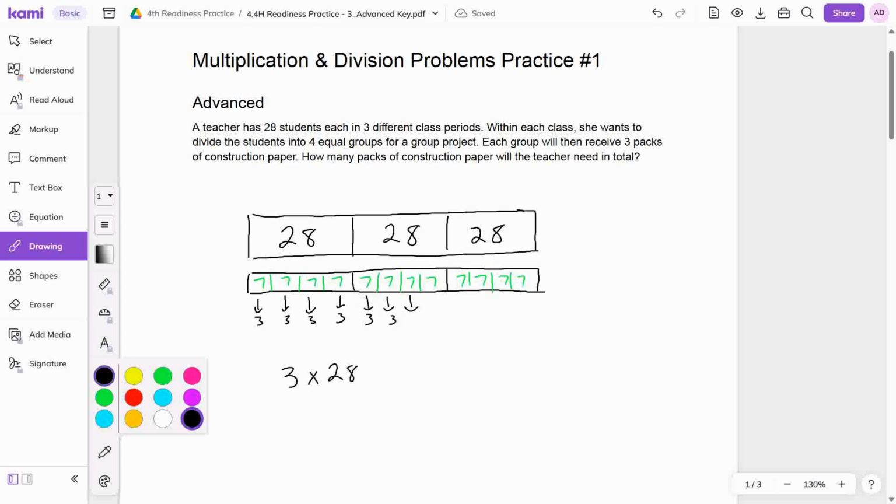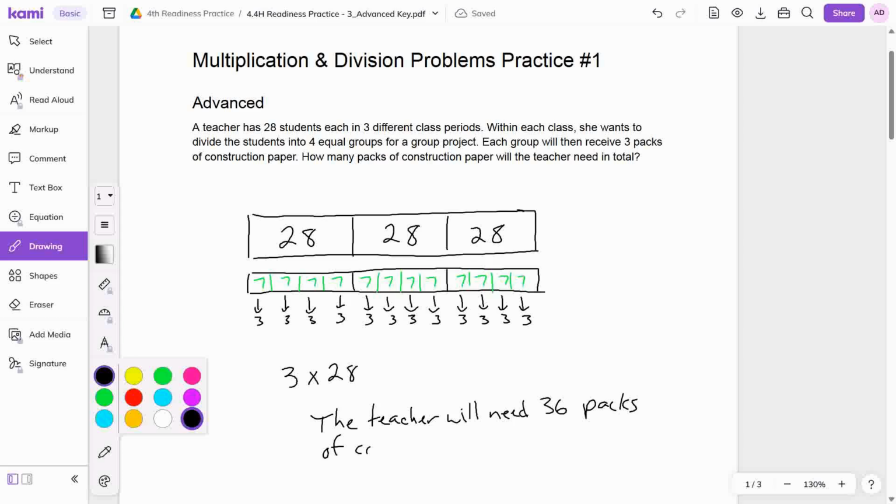Well, I've got 12 sets of 3, and so that's just going to be 12 times 3, that's 36. So we can say the teacher will need 36 packs of construction paper, because in each class there's 4 groups, and each group is going to need 3 packs.